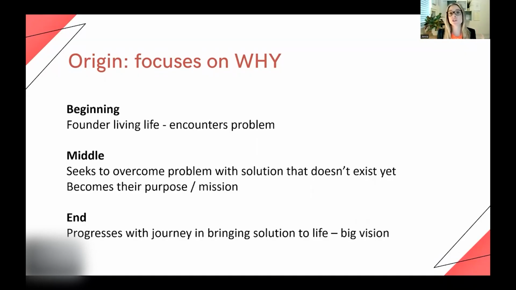So when you hear an origin story, often it looks something like this. It might start with you as the founder living your life and you encounter some sort of problem. The middle part of that story will be you seeking to overcome that problem with maybe solutions out there, but there's not really anything that exists yet that solves this problem. You're coming up against some barriers. You then make it your purpose or your vision to overcome that problem. And then the ending as it progresses is that you progress on your journey in bringing a solution to life. And you think about this big vision, how many more people suffer from this problem that you've found, and who could you impact as well?